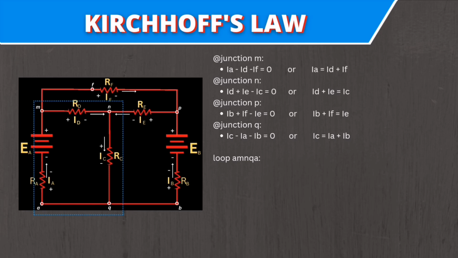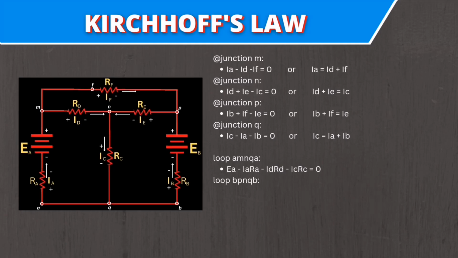Okay, for loop AMNQA, we have E sub a minus I sub a times R sub a minus I sub d times R sub d minus I sub c times R sub c equal to 0. As you can see, guys, for the loop AMNQA, E sub a is positive while voltage drops across the resistor of the loop is negative.